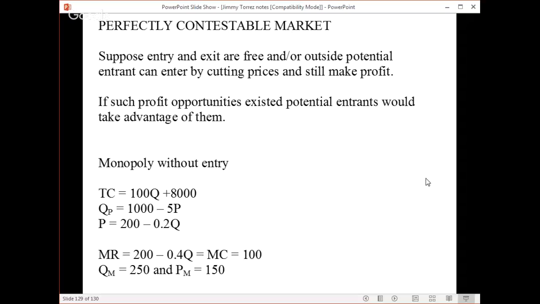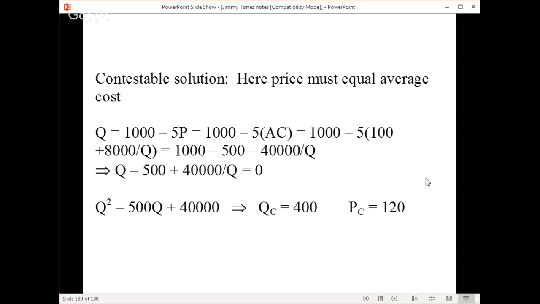So 200 minus 0.4Q equals 100. I take the 200 over here, I get negative 0.4Q is equal to negative 100. I divide both sides by 0.4, I get 100 over 0.4, or a quantity of 250, the monopoly quantity. I plug that back into my inverse demand function, and I get a price of 150. Okay. So that's with the monopoly.